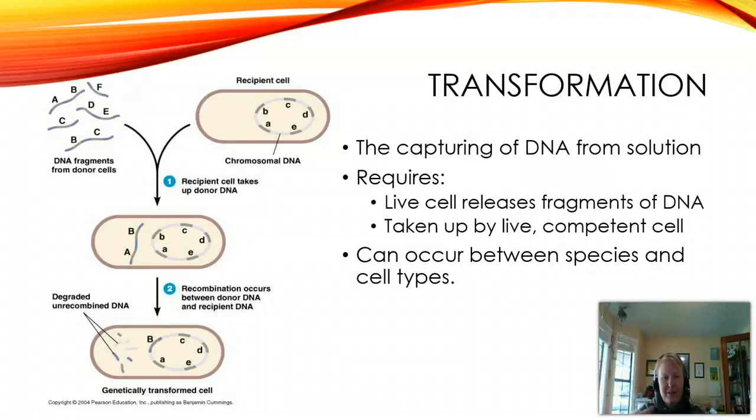So you can see some examples here. So remember, conjugation, they actually physically touch. Transformation, they don't. Conjugation, we use a plasmid. Transformation, we use DNA fragments. So just try to keep them straight.